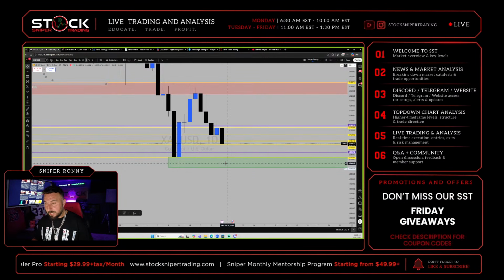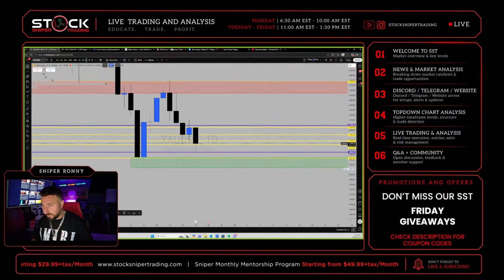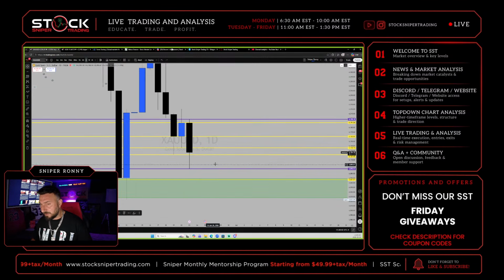Okay, now see, I have yellow lines all over the chart, but when I go to the lower time frames, they're not going to be so clumped together because we're going to be zooming in on a particular price.